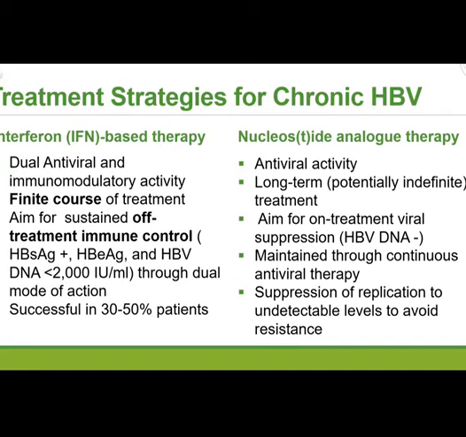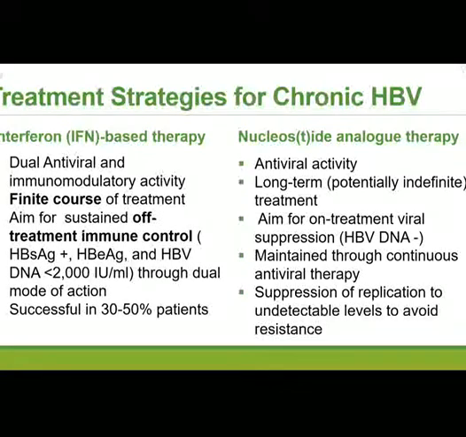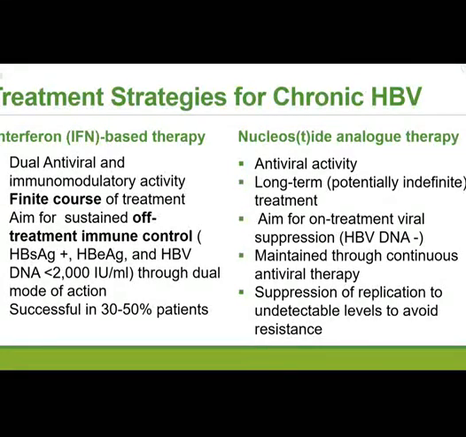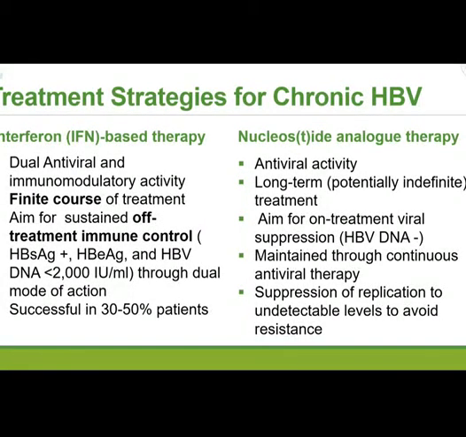The treatment strategies for chronic hepatitis B: interferon-based therapies. What are the benefits? Dual antiviral and immunomodulatory activity. It has a defined course; we give it for a specific period of time. And there is sustained off-treatment immune control. We will talk about it. What is this sustained off-treatment immune control? That is surface antigen positive, then e antigen, hepatitis B DNA less than 200, and the success rate was not very significant, between 30 to 50.